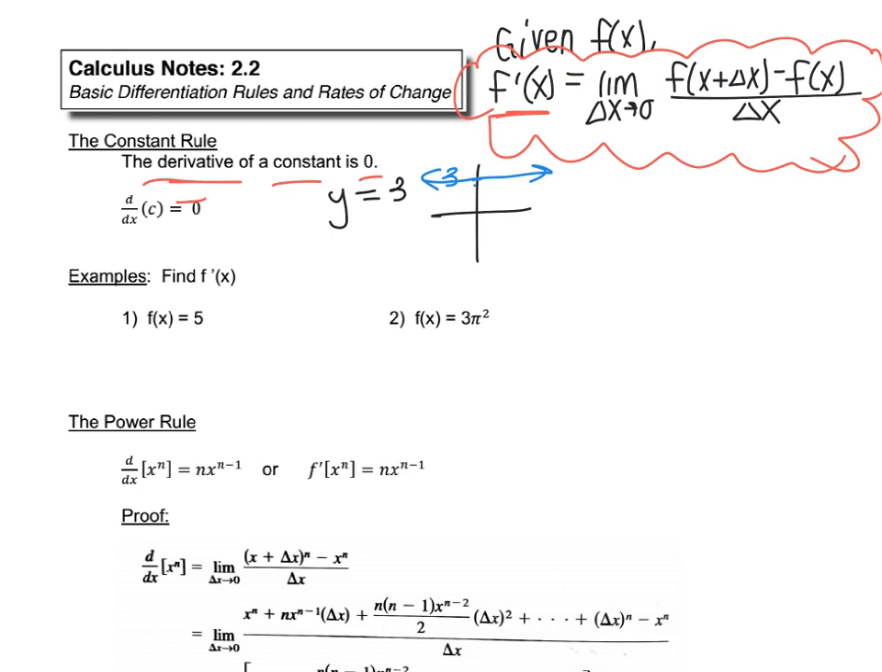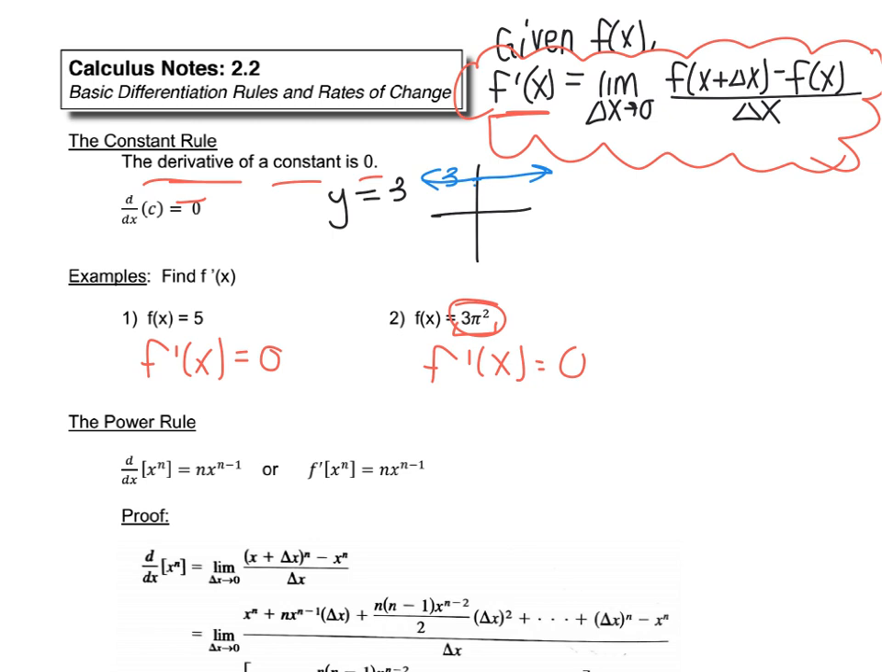So in example 1 here, we have f of x equals 5. That's a horizontal line at 5. So we know f prime of x, the slope of that function, regardless of what x is, is always 0. Same with number 2, we have f of x equals 3 pi squared. This is still just a number. This is still a constant. Pi is a real number, which means the derivative of that function, because that's just a horizontal line, is 0. So it's a very simple one to start out with.